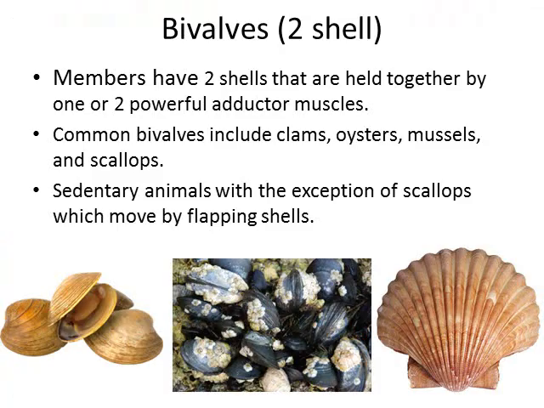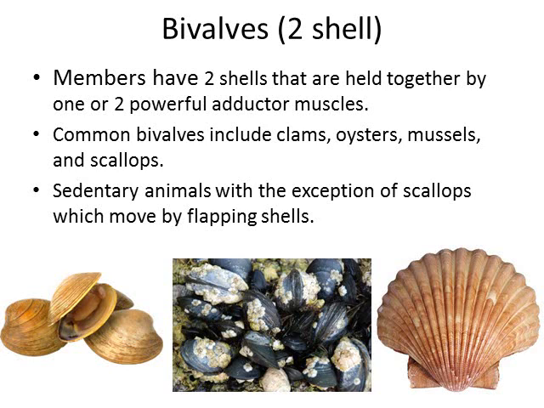All right, the second group is class Bivalvia, and bi, of course, means two, and valve refers to the shells. All of these have two shells. Now, they're held together by these powerful adductor muscles. So these adductor muscles, the best way to describe them is they're these sort of short, barrel-shaped muscles, and they help to keep the two shells or valves together.